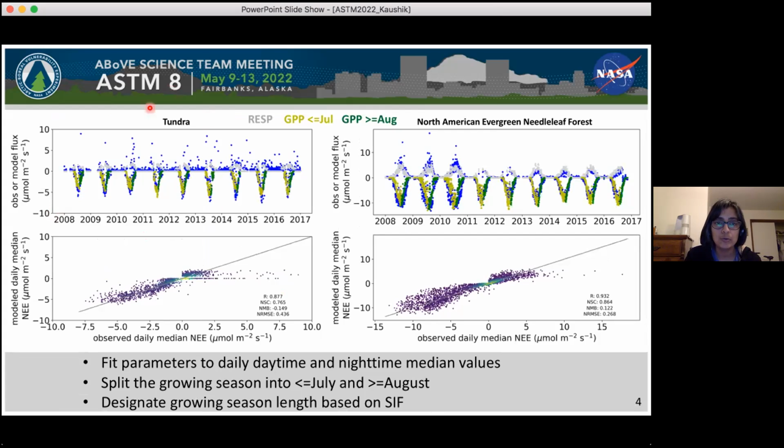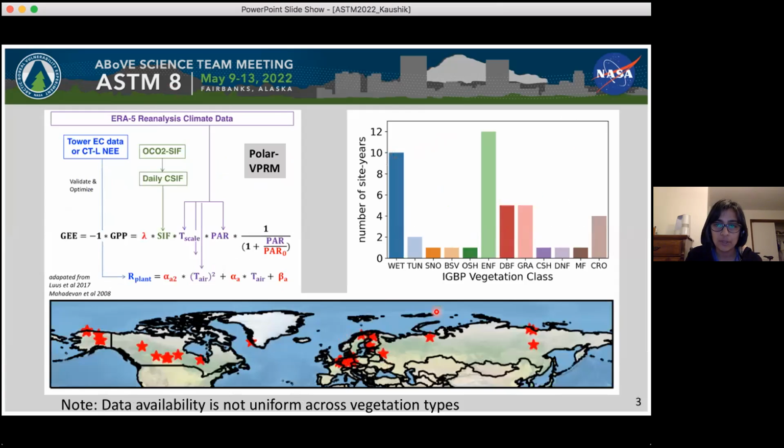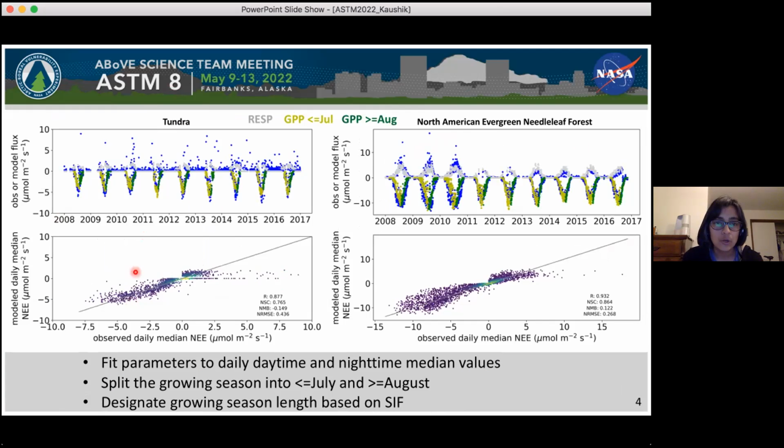So this is showing two vegetation types that are quite common in the above domain: tundra and North American evergreen needle-leaf forest. I should have mentioned that here we split the evergreen needle-leaf type into anything in Eurasia versus anything in North America, just because the climate regions are quite different and we get different parameter matching depending on if we split the climate regions. So we fit the respiration and the GPP with daily data.